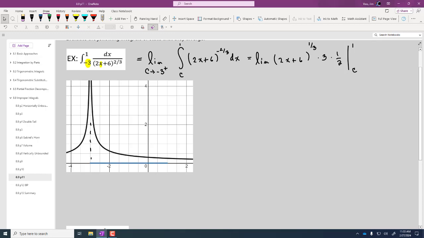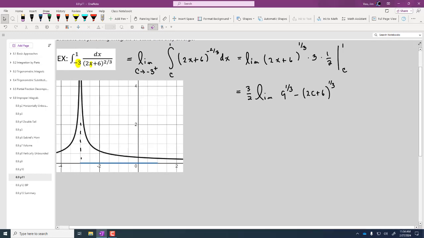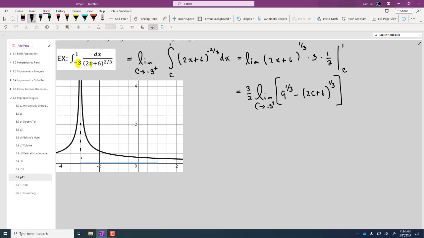Okay, the constant, let's factor that to the front just to get it out of the way. So we have 3/2 times the limit. Plug in the 1 and we get 9 to the 1/3 minus the quantity 2c plus 6 to the 1/3. So the limit of all of that as c goes to -3 from the right.